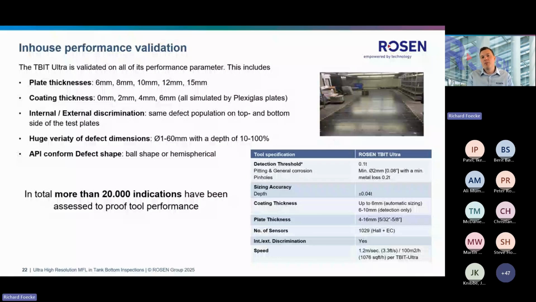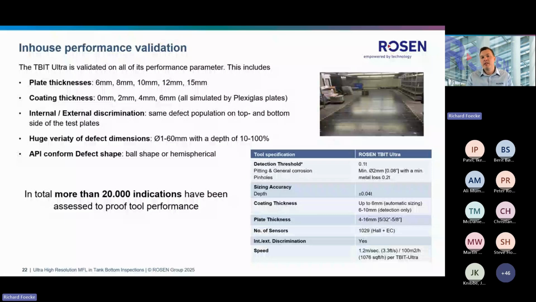Coating thickness is possible up to 6 millimeter for automatic sizing and 10 millimeter for detection only. Plate thickness up to 60 millimeter. The number of channels, as I mentioned before, is more than 1,000. Internal, external discrimination is possible, and the scan speed is up to 1.2 meter per second. All these results flow into a detailed validation report where we have dedicated POD curves per wall thickness and also sizing accuracy tables per feature class.